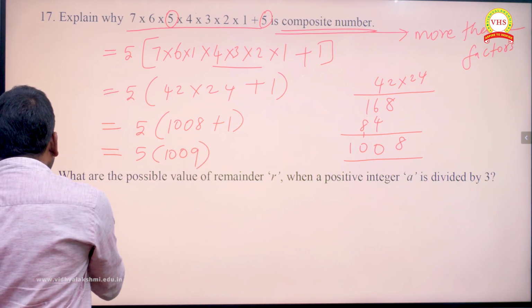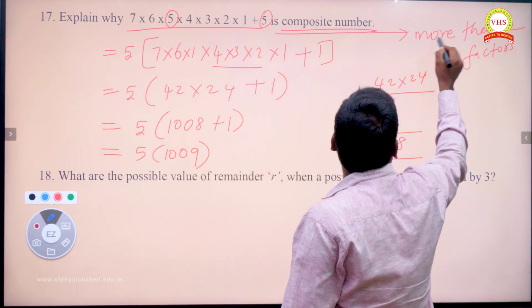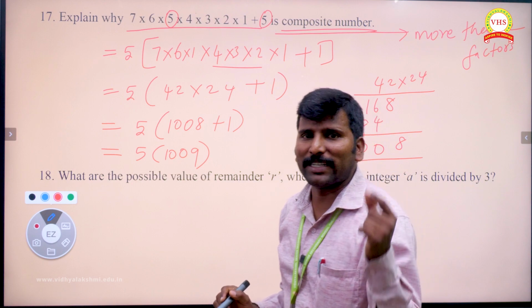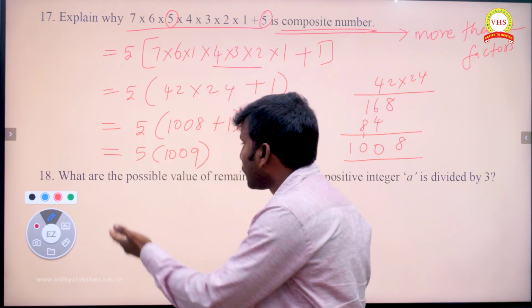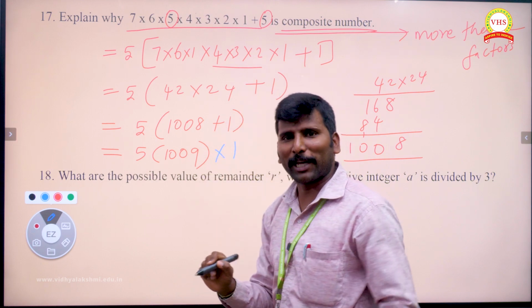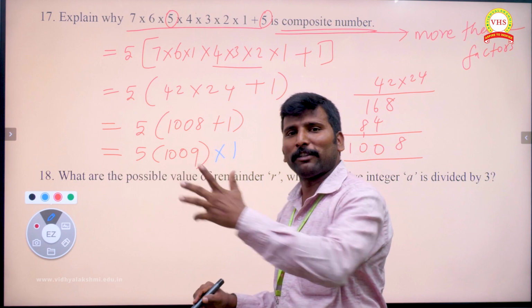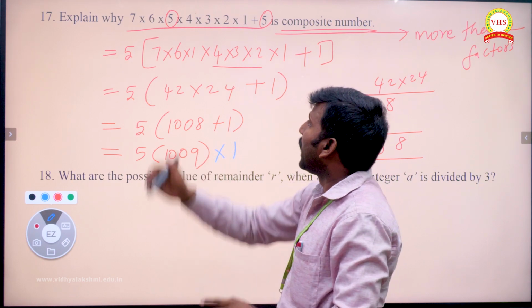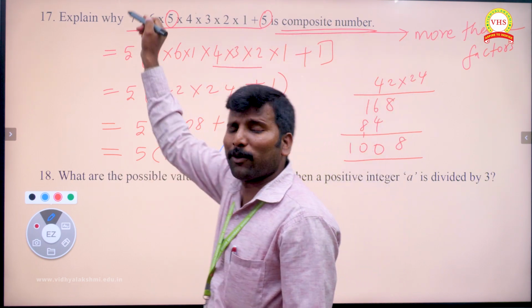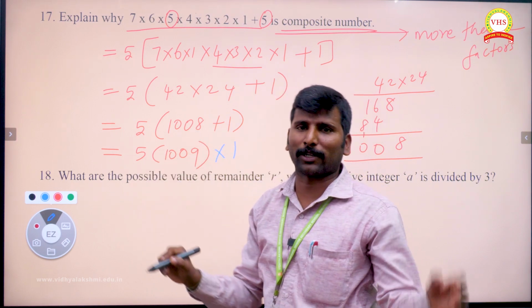1009 is there. But there are only 2 factors. But the definition is that it has more than 2 factors. We can say it's a composite number. But it has exactly 2 factors. Don't worry. We can put 1. When you put 1, see 1, 2, 3. We have 3 factors. So now we can say it's a composite number. They asked to explain why it's a composite number because it has more than 2 factors. So it is a composite number.